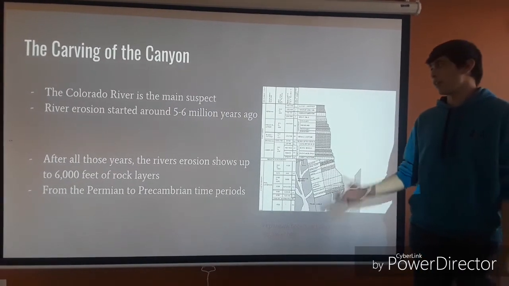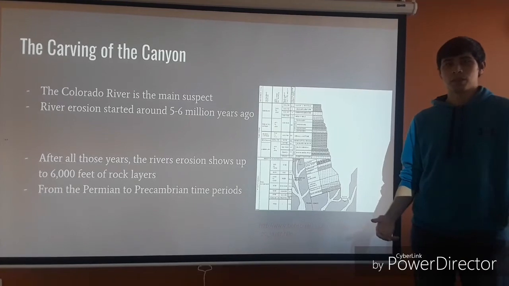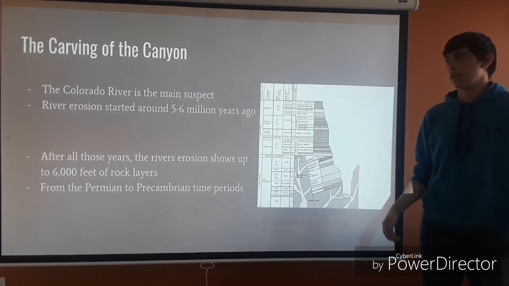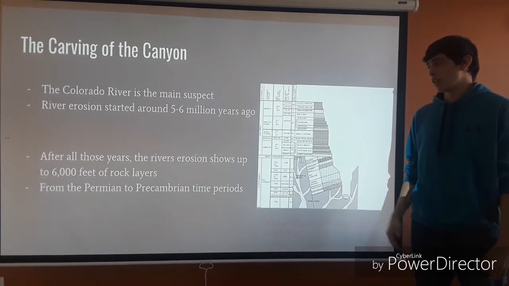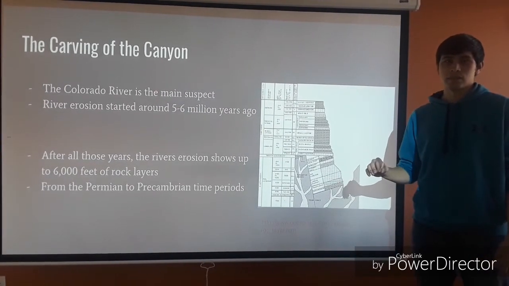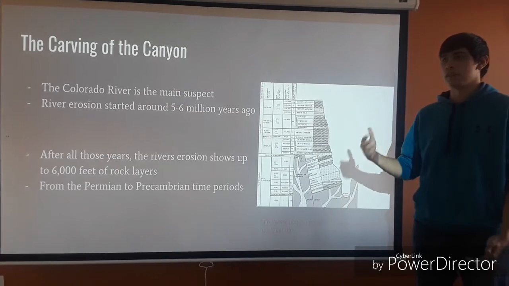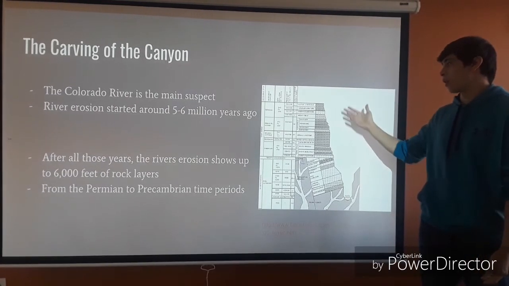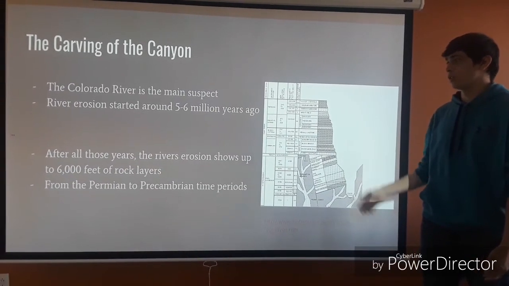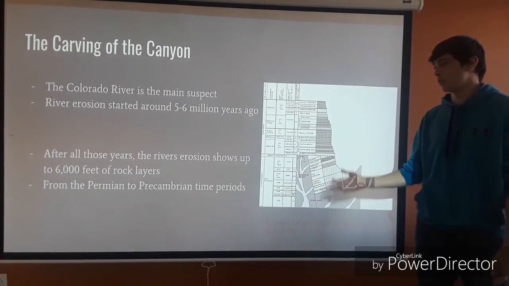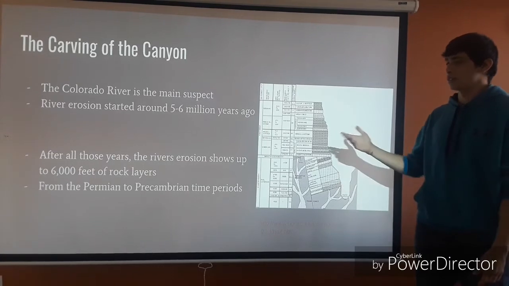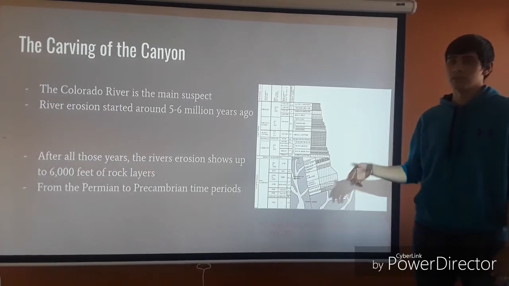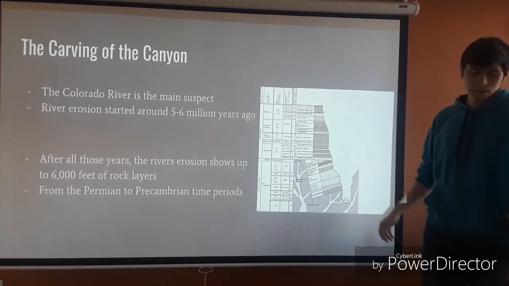The carving of the Grand Canyon, its main suspect is the Colorado River, and it happened between 5 to 6 million years ago. And it carved all the way down to 6,000 feet of rock, so you can tell by the rocks that were shown. It comes from the Permian to the Precambrian time periods, and you can see all those rocks there. And it's also a lot of superposition. You can see how old the rocks are.